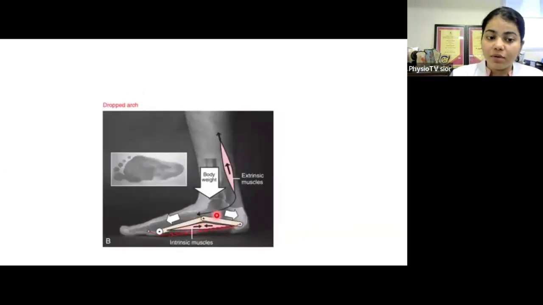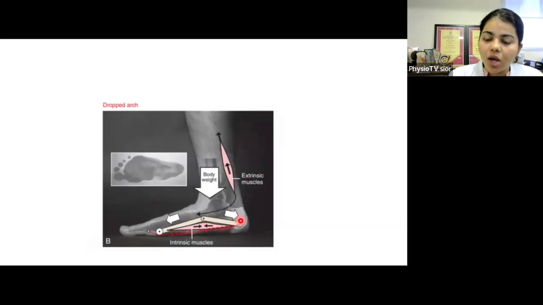Now, what happens in people who have a dropped arch? A person who has a moderate or severe pes planus typically has a compromised ability to dissipate that load. Because if you see my plantar fascia here, my aponeurosis is actually stretched. It is not even stretched, it's overstretched, and it gets weakened. You see this red spring here that is depicting my plantar fascia. So it has overstretched, it has weakened, and it cannot accept the body weight which has been superimposed on it.